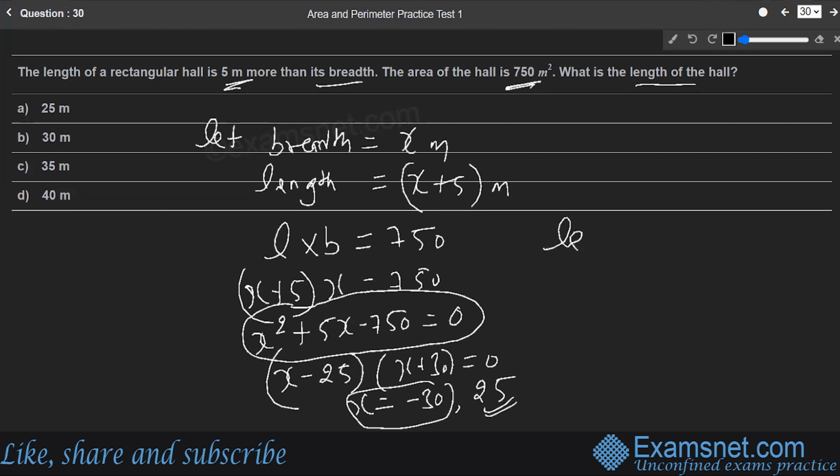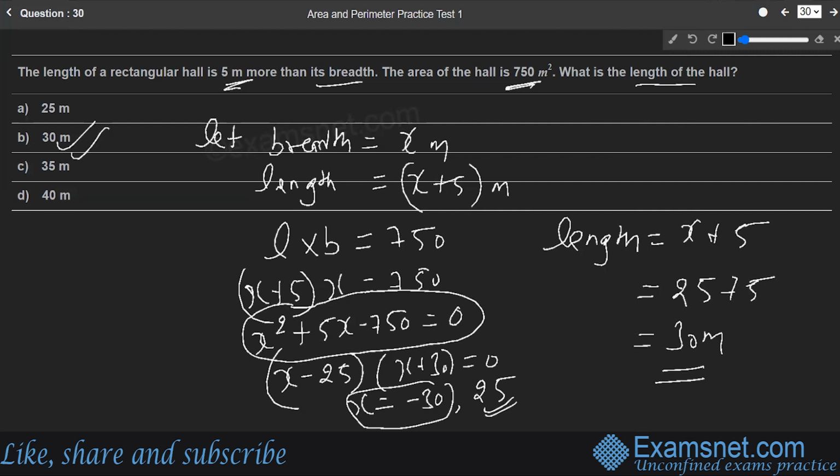They have asked for the length. So the length of the hall is going to be x plus 5, where x value is 25. So it's going to be 25 plus 5, that is 30 meter is the length of the hall. Let's see where this is available. It is available in option number B. So it becomes the right answer.